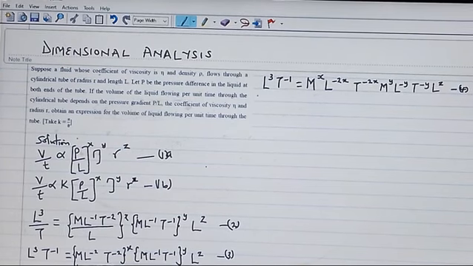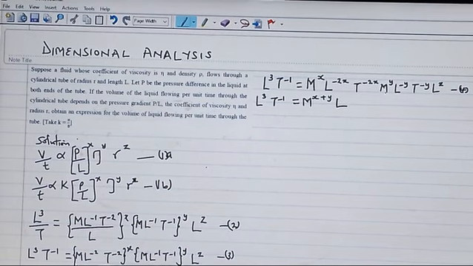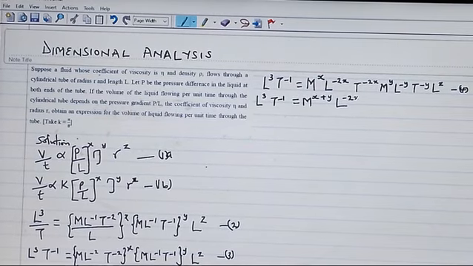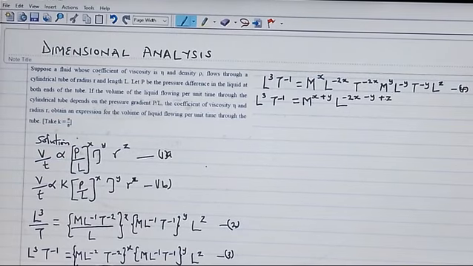So we have L raised to power 3 t raised to power minus 1 equal to, we have m appearing twice, so we take m and add their powers. So m raised to power x, this is y, so plus y. Then take L. L is occurring 3 times. Choose L and add the powers, so you have minus 2x minus y plus z. That's for L.